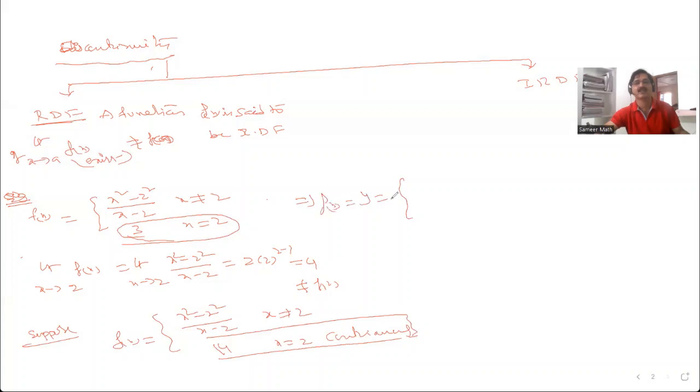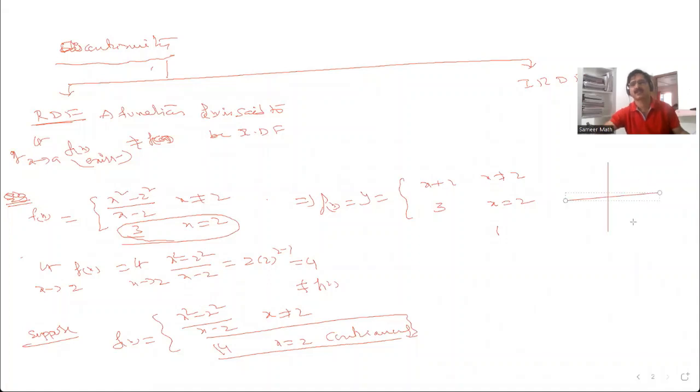What is that? f of x, you will get x plus 2, x is not equal to 2; 3, x is equal to 2. What is the meaning of this? It is very simple. Very, very simple it is.